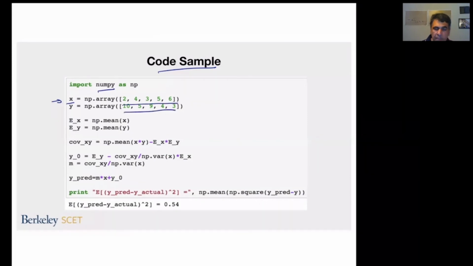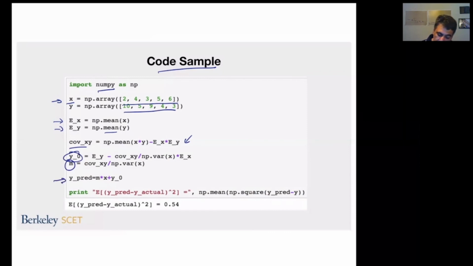Y is the same data that was in the table. We can calculate the expected value of XY just with the mean function or method. We can calculate the covariance from the defining formula. We can calculate the y-intercept and the slope simply with these lines. And we can therefore create a predictor.